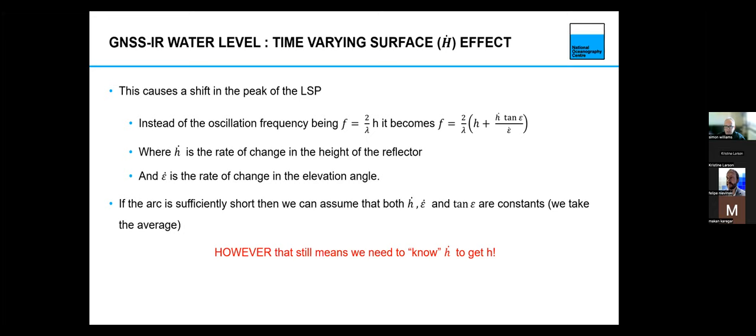So h dot is the rate of change in the height of the reflector at the time, e dot is the rate of change in the elevation angle, and e is the elevation angle. So if the arc is reasonably short, and height is not really big, we can assume that both h dot, e dot, and tan e are constants. We basically take the average, and that gives us an ability to correct for that. However, while that is an ability to correct for it, we still need to know h dot to get h, and we don't know that because we don't know h.